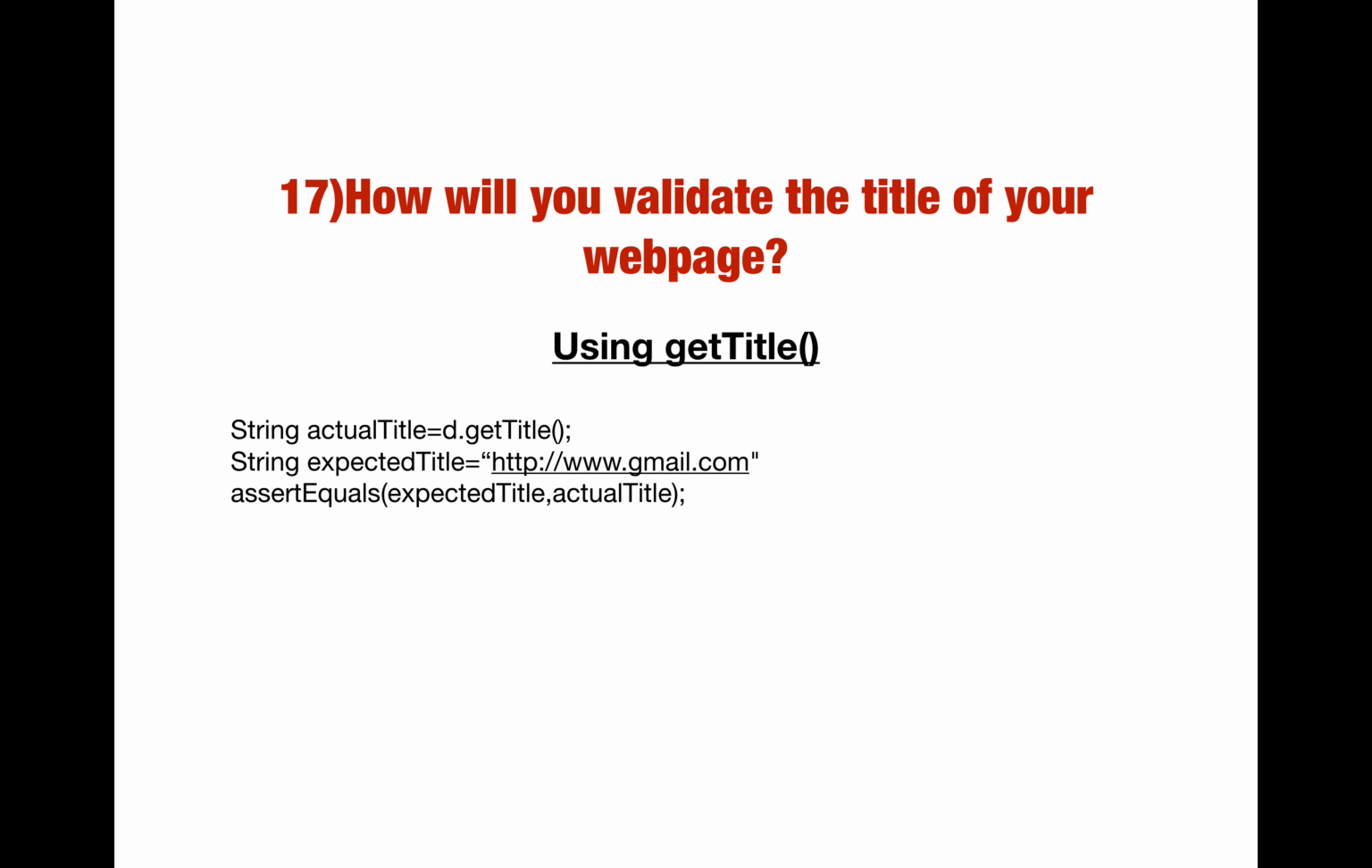Use that method. For example, if the title is google.com or gmail.com, it will be saved in this actual title. Now write expected title as whatever you are expecting. Now, using assert, you can validate whether expected is equal to actual. So it's a simple small snippet. You can just tell them that this is how I validate, using the getTitle method, because that's what allows you to validate by getting the title from the web page.